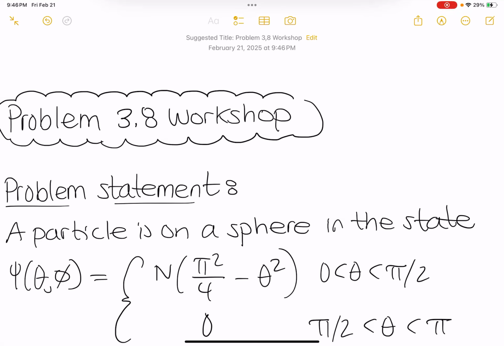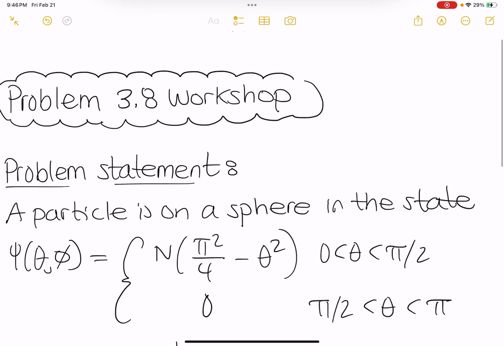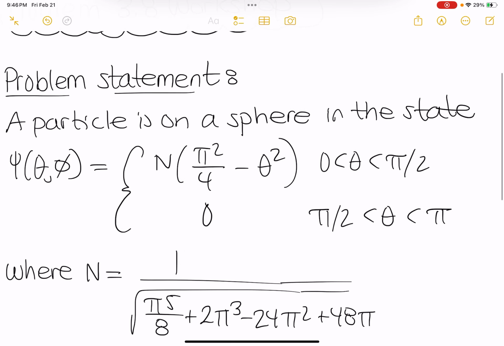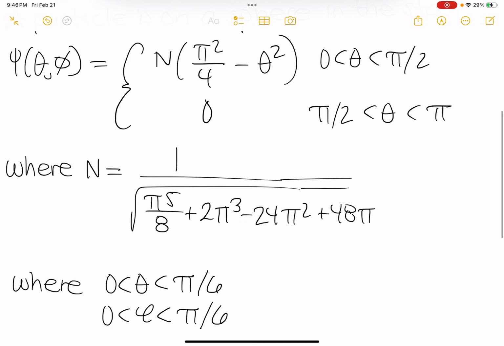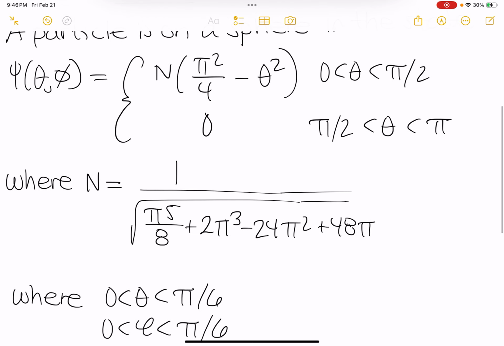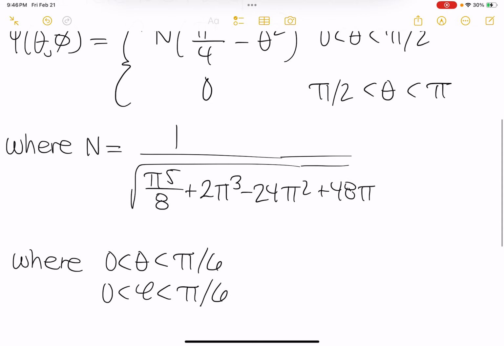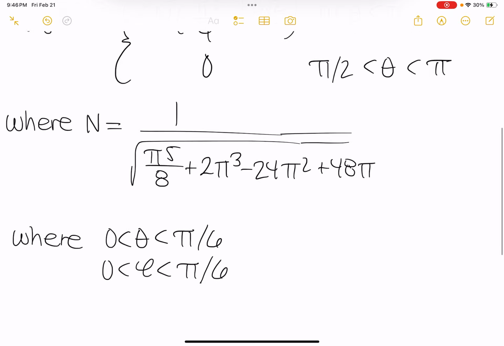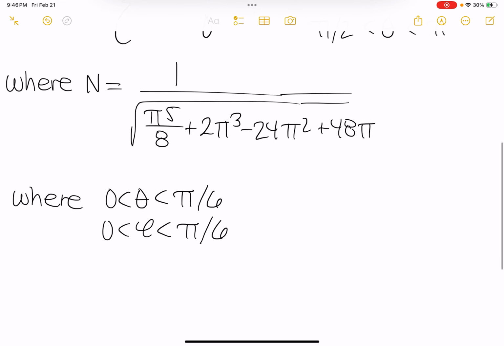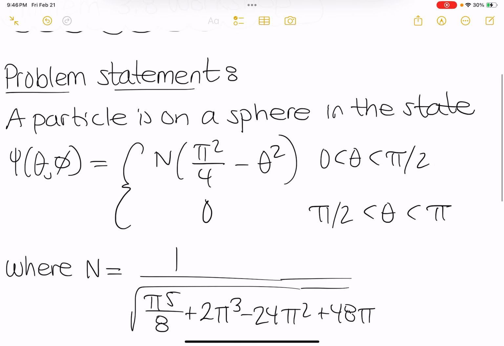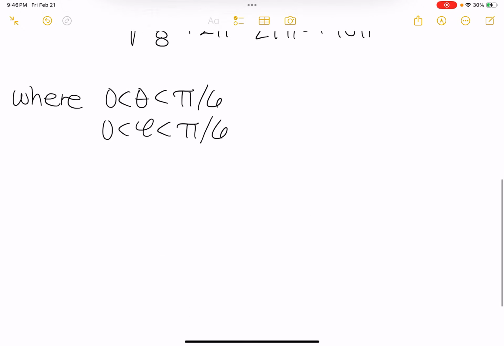Okay, in this problem, we are asked to find the probability of the particle in this state, where N is the normalization constant defined here, to be in the region theta greater than 0 and less than pi over 6 radians, and phi greater than 0 and less than pi over 6 radians. So we can use the formula.